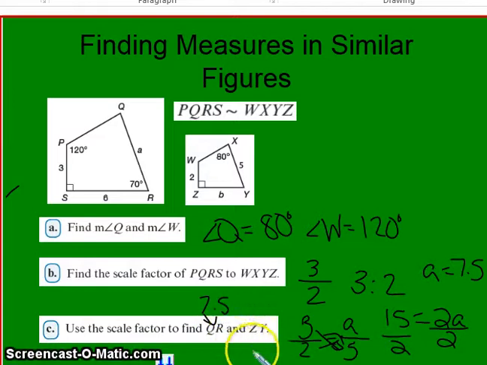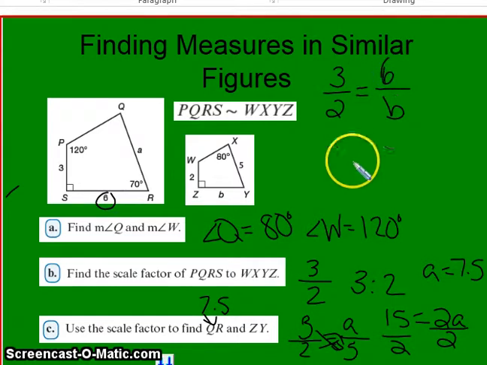Now we also want to find the measure of ZY. We still have our scale factor, which is 3 to 2, and we're going to set that equal to a ratio where ZY is in the smaller figure, so it needs to go in the denominator, because smaller figure in the denominator here means smaller figure in the denominator there. Side ZY is labeled as B. The side that corresponds to ZY in the larger figure is side SR, whose measure is 6. So we have 3 over 2 equals 6 over B.